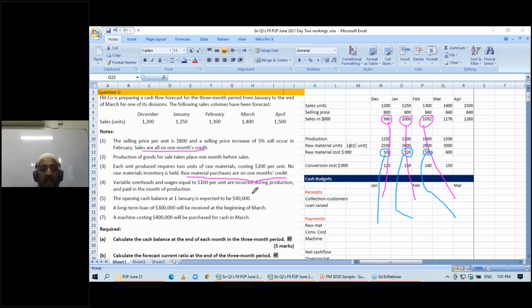But the conversion cost, as per the question, they say paid in the month of production. So conversion cost is paid in the month of production. So the January conversion cost will be paid in January only, right? Then, okay, let me first put in the sales and material cost. Then we will move on to the conversion cost item. So conversion cost is simpler. In the same month it occurs, so we won't have much problem.